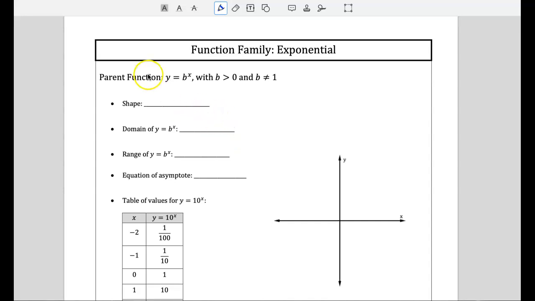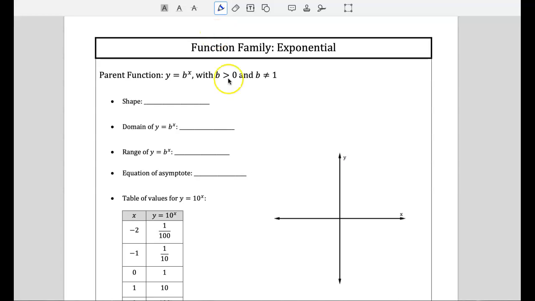Hello, in this video I will be talking about exponential and logarithmic functions. For exponential functions, they have the form y equals b to the x, where b is a positive value and it's not equal to 1. If it were equal to 1, then the whole function would just be a constant 1.